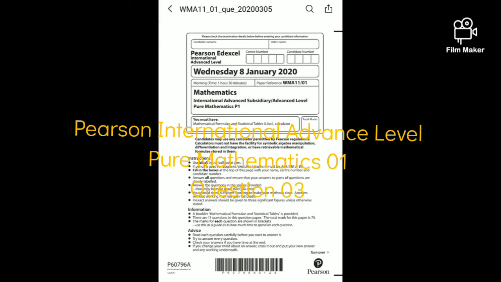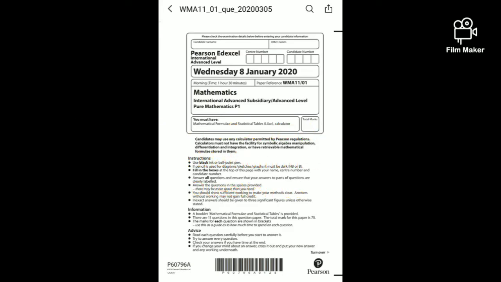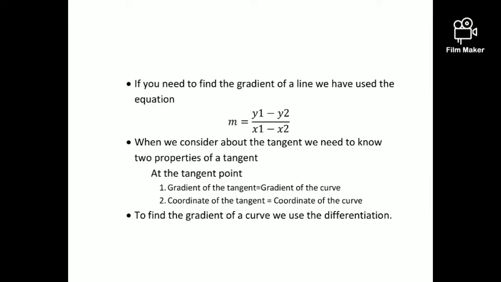Hi children, today we are going to discuss the Pearson International Advanced Level P0 Mathematics 1 paper, January 2020, question number 3. Before we start this question, shall we discuss the main theories you need to understand this question?